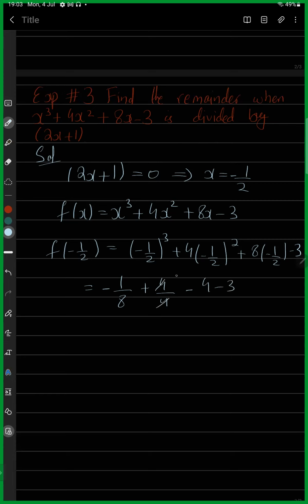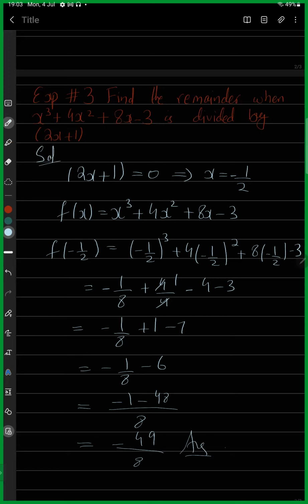And finally, I would get minus 1 by 8 plus 1 minus 7. And it would give me minus 1 by 8 minus 6. And now we can just find out the LCM. It would be 8 minus 1 minus 48, and it would give me minus 49 by 8. You can just find out the answer in decimals, or you can just write down the answer in mixed numbers. That would not make any difference, okay?